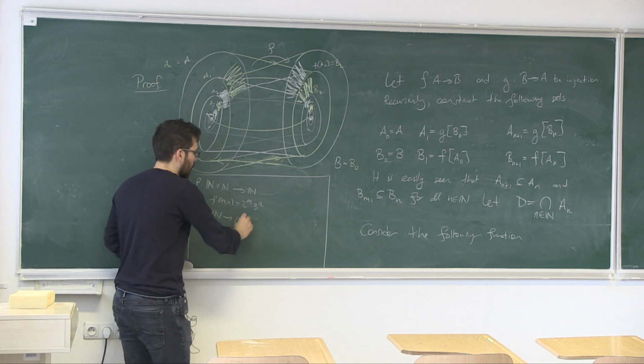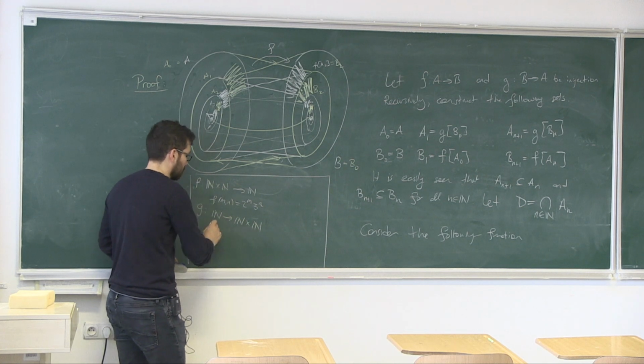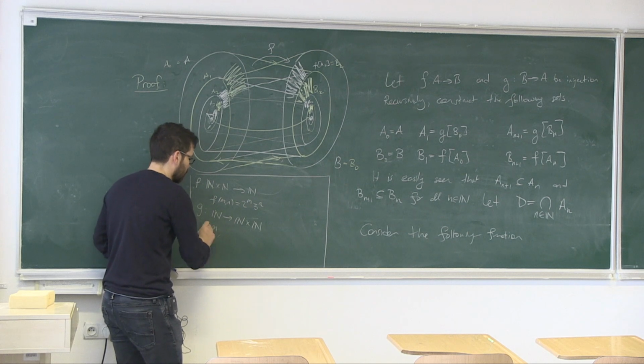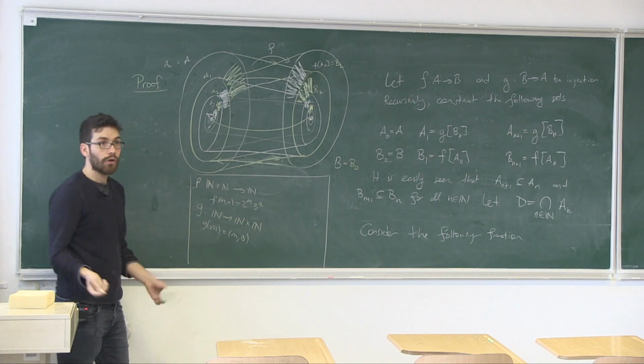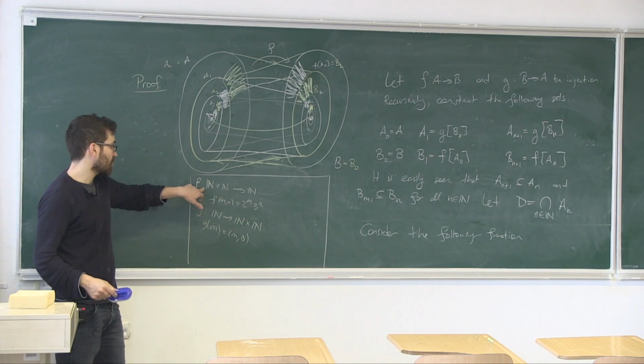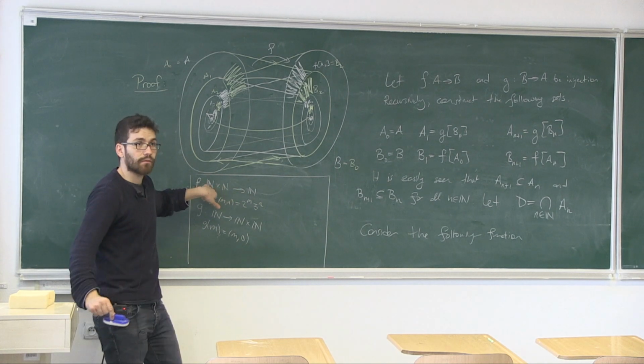In the other direction, I have another injection. m goes to (m, 0). This is an injection. So there's a bijection between N and N cross N. Okay?